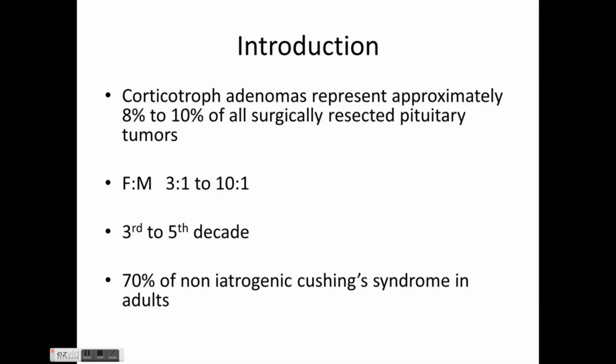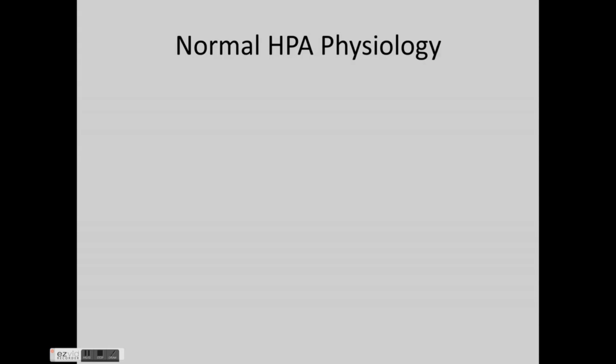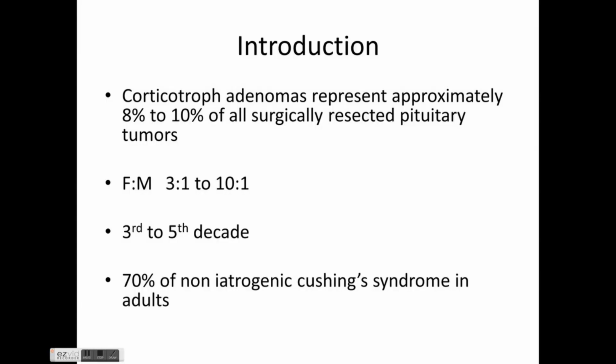Corticotroph adenomas represent 8 to 10% of all the surgically treated pituitary adenomas. They are more common in females with a ratio of 3:1 to 10:1 in various studies, most common in the 3rd to 5th decade of life, and they are the most common cause of non-iatrogenic Cushing syndrome. The most common cause of Cushing syndrome is iatrogenic Cushing syndrome, and in the non-iatrogenic causes, the most common cause is the pituitary adenoma or Cushing's disease.